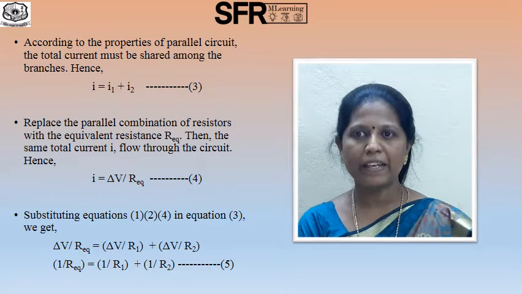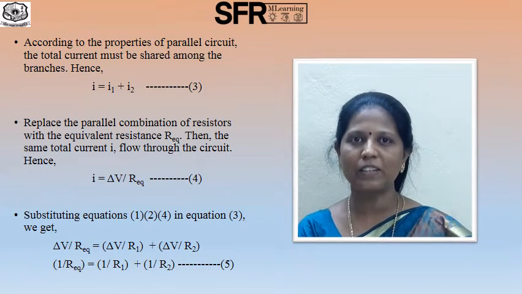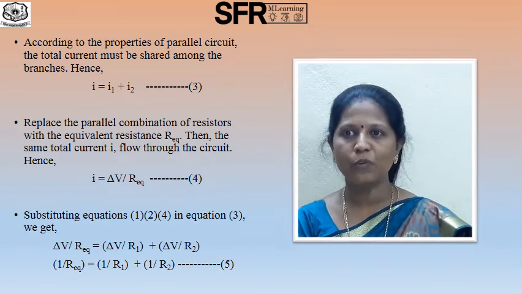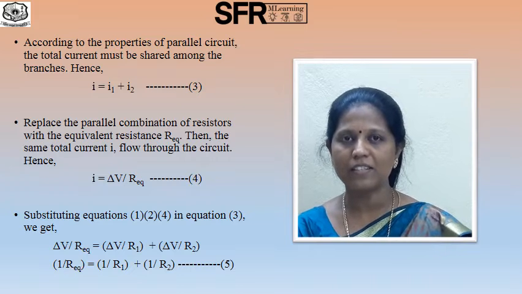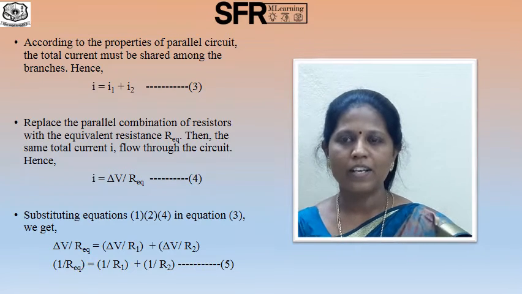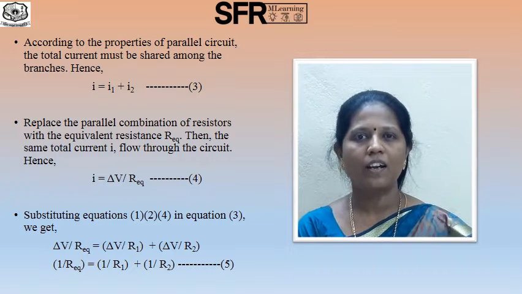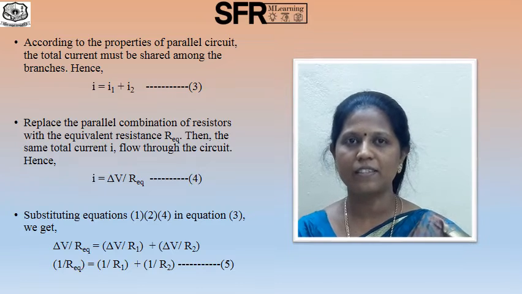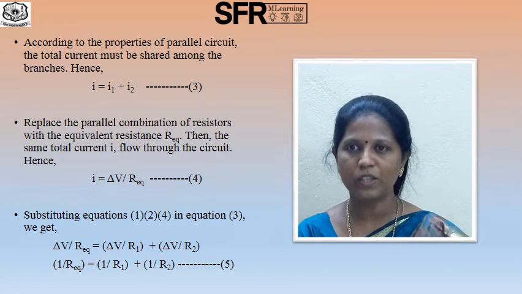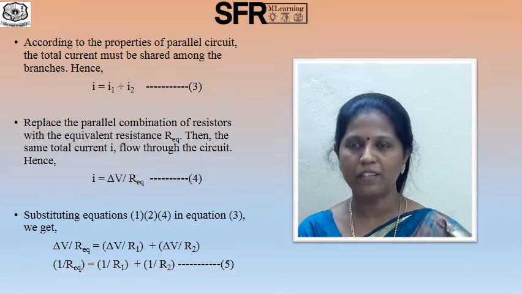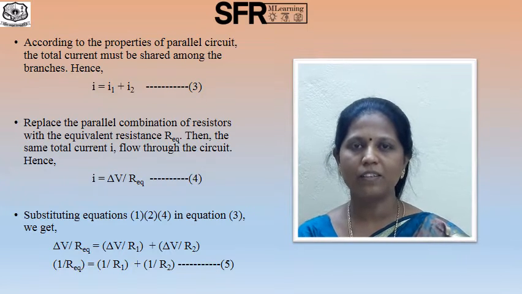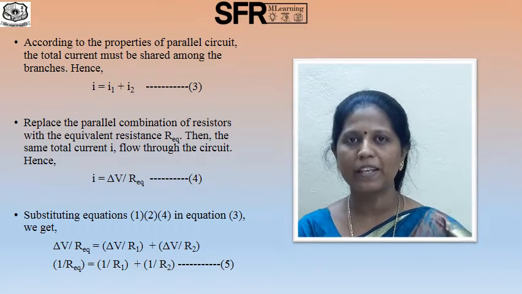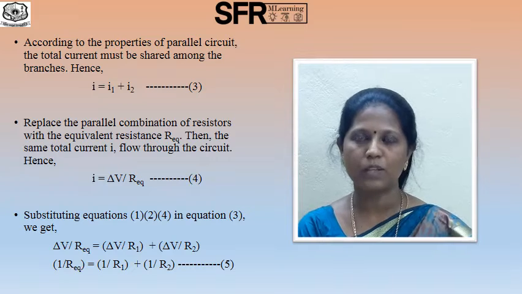So, replacing the parallel combination of resistors with the equivalent resistance Req, the same total current I flowing through the circuit is given as ΔV by Req. So, substituting the values of I1 and I2 in the first equation, we get ΔV by Req equal to ΔV by R1 plus ΔV by R2. Hence, the total resistance maintained in the circuit is given as 1 by Req equal to 1 by R1 plus 1 by R2.